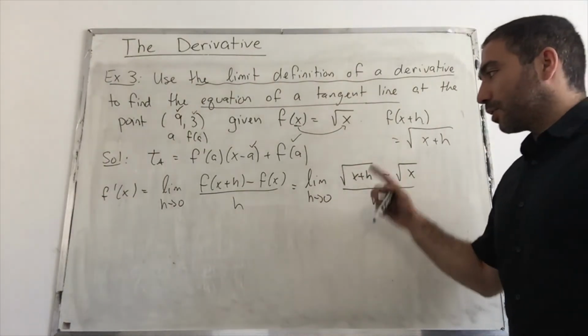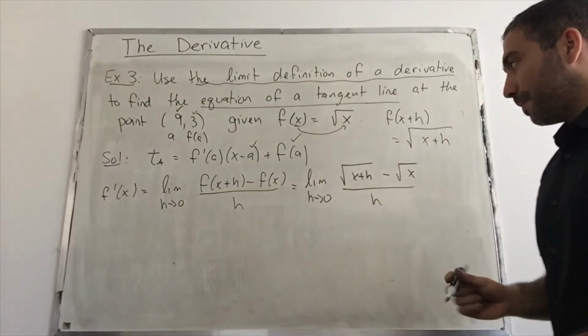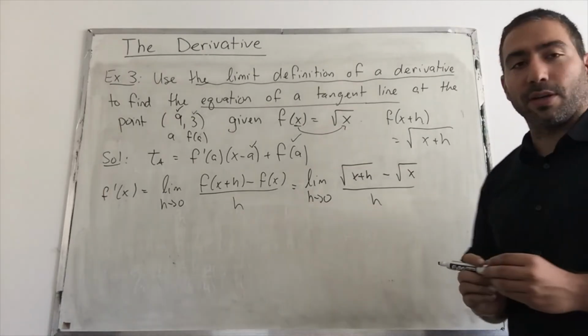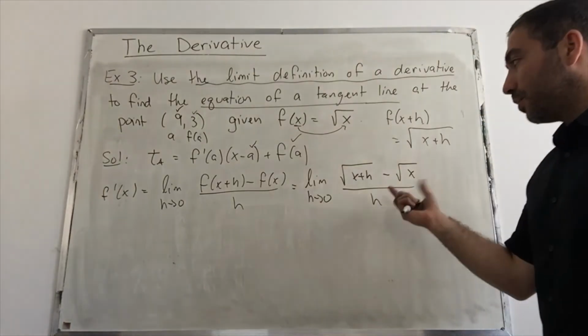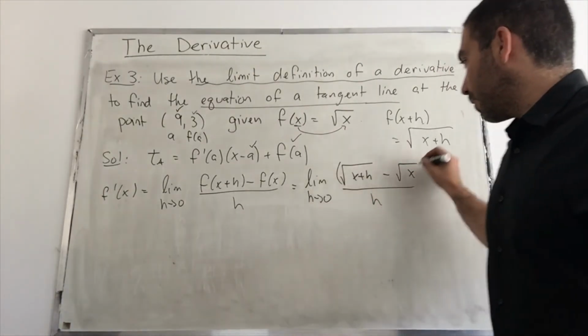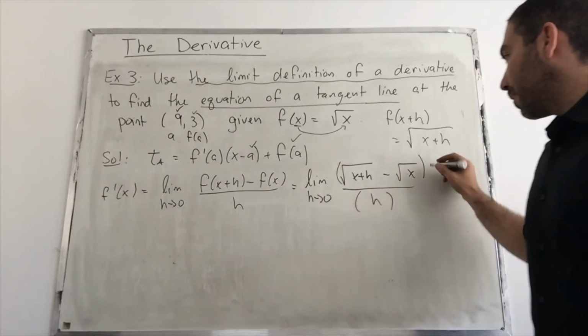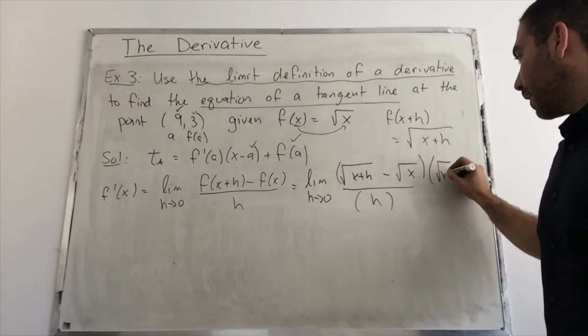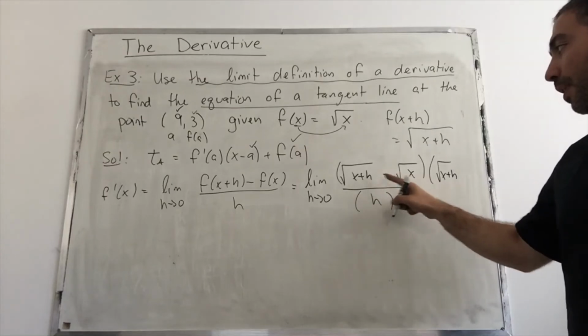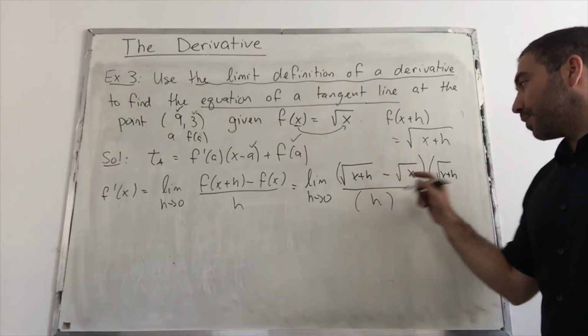If we see square roots, one of the first things that should come to mind is multiplying by the conjugate. And that's the key to solving this problem. We saw this in our earlier videos, and now we apply it. So we're going to multiply by the square root of x plus h, where we have our two terms. We're going to switch the minus to a plus.